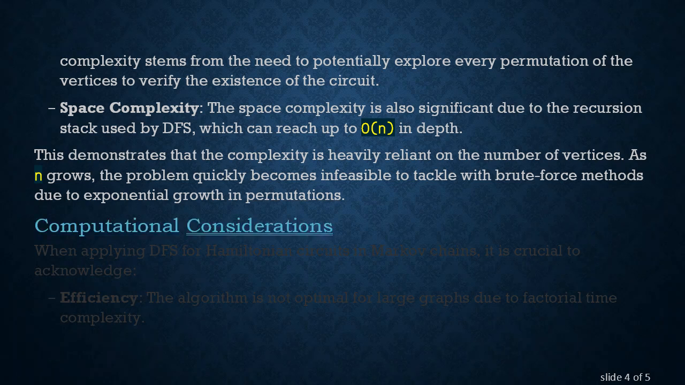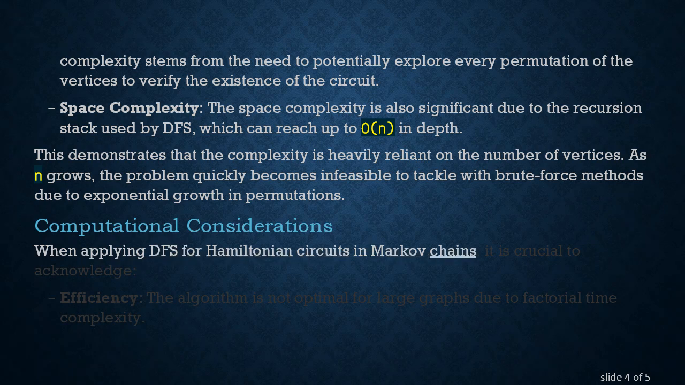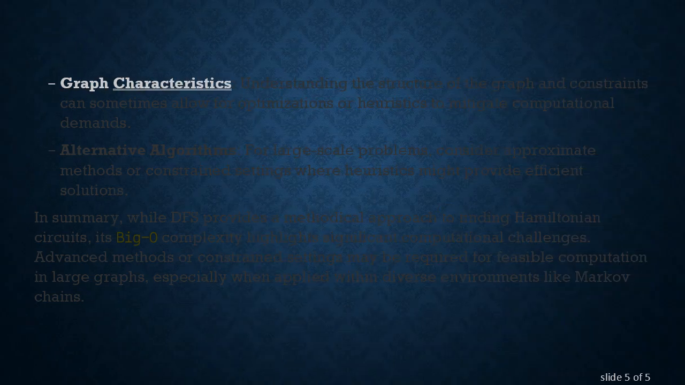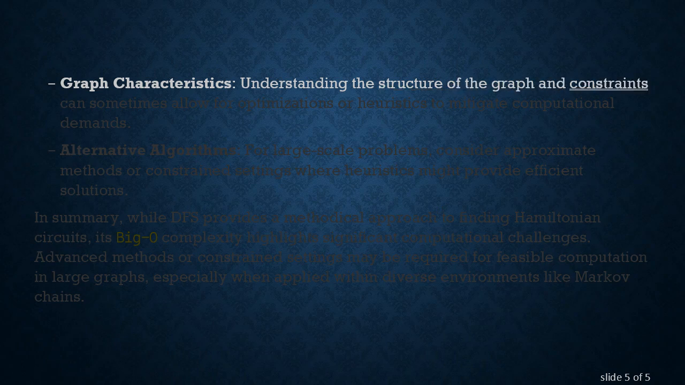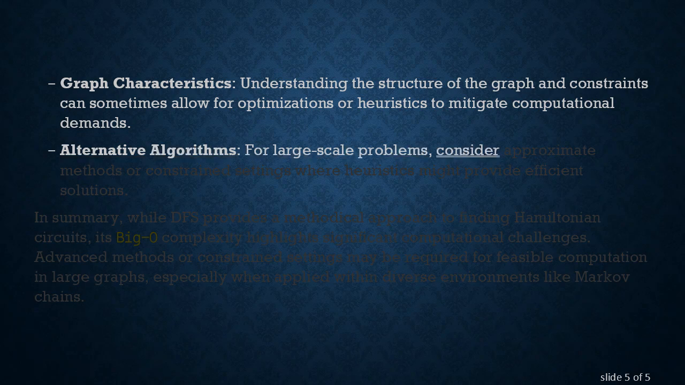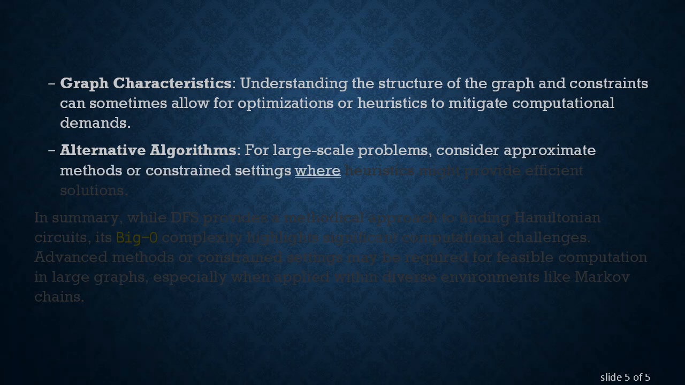Computational considerations. When applying DFS for Hamiltonian circuits in Markov chains, it is crucial to acknowledge efficiency. The algorithm is not optimal for large graphs due to factorial time complexity. Graph characteristics. Understanding the structure of the graph and constraints can sometimes allow for optimizations or heuristics to mitigate computational demands. Alternative algorithms. For large-scale problems, consider approximate methods or constrained settings where heuristics might provide efficient solutions.